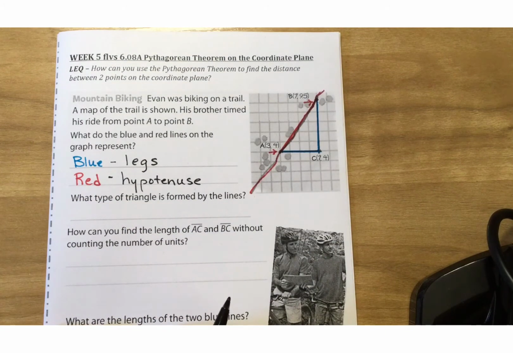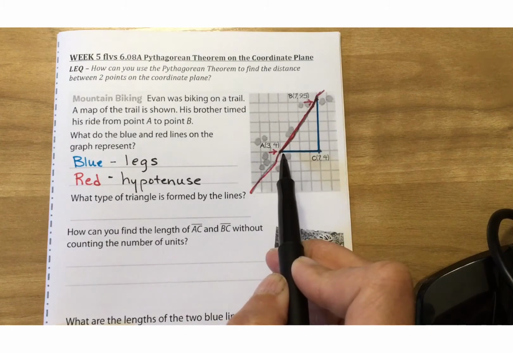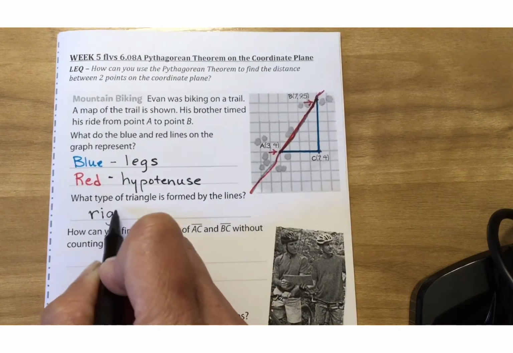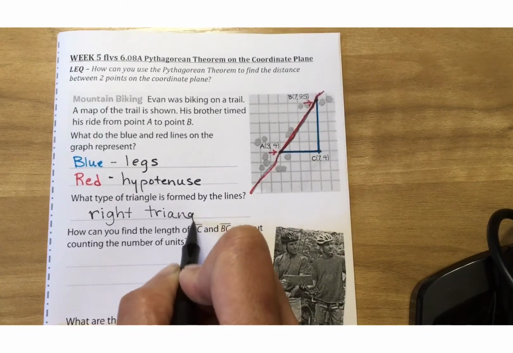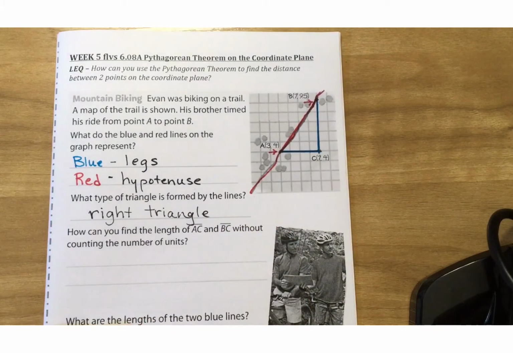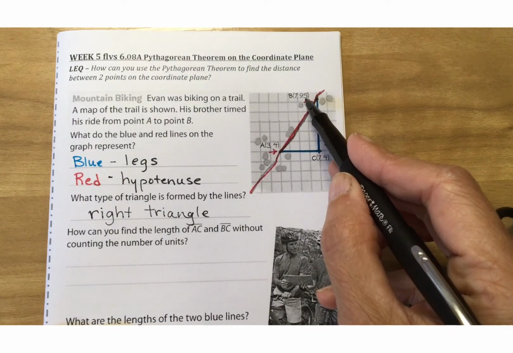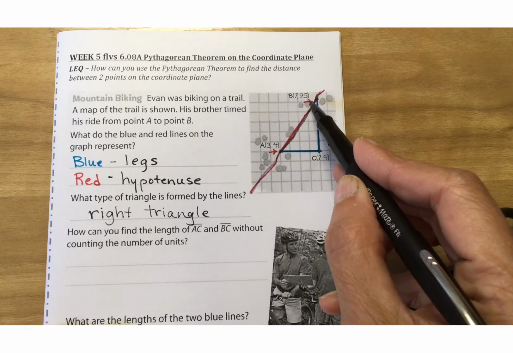Next, what type of triangle is formed by the lines? Well, we can see here that we're going to get a right triangle. And then how can you find the length of AC and BC without counting the number of units? So we could count up, but as you notice here, we get a 9.5. So it's not full units.